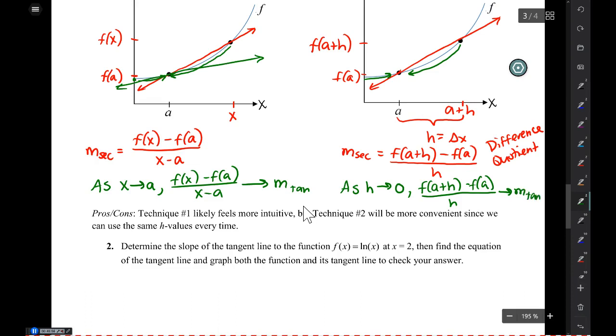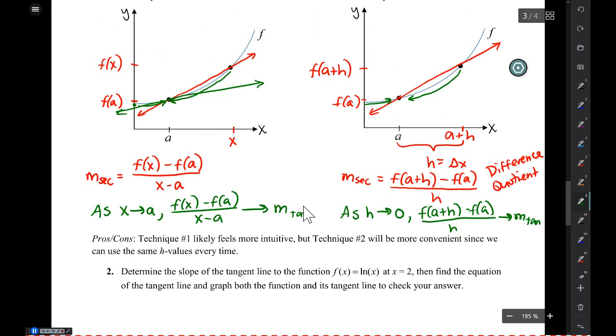Again, notice I'm using arrows as opposed to equal signs, because notice if h is 0, what happens to the slope of the secant line? This would be f of a minus f of a, which would be 0, divided by, well, if h is 0, 0. I get 0 over 0 again. We're going to be talking more about that indeterminate form idea. Okay, so that's two ways of defining it.